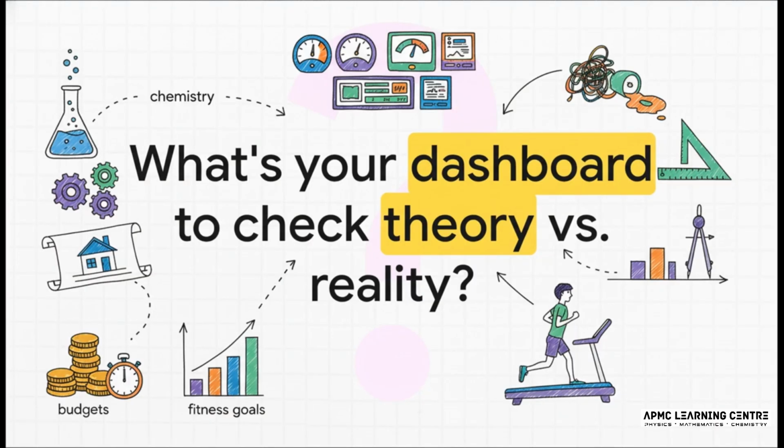And that really brings us to the final big idea here. This whole concept of comparing the perfect plan to the messy reality, that's not just for chemists, is it? I mean, think about it. It applies to work projects, to your personal budget, even to your fitness goals. So I'll leave you with this question. What's your limiting reagent? What's that one resource or factor that's holding you back from reaching your own theoretical yield? And maybe more importantly, what's the dashboard you're using to check that gap between the plan and the reality in your own life?